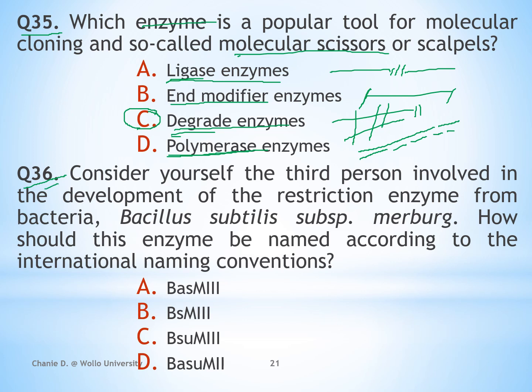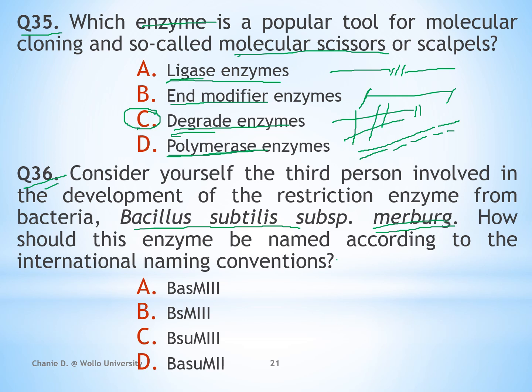Consider yourself in the third person involved in the development of the restriction enzyme from bacteria Bacillus subtilis, subspecies Murberg. How should this enzyme be named according to the international naming conventions? This is simply the naming system of the enzyme extracted from a certain bacteria. Bacillus subtilis, subspecies Murberg. Subspecies means the strain of that bacteria.